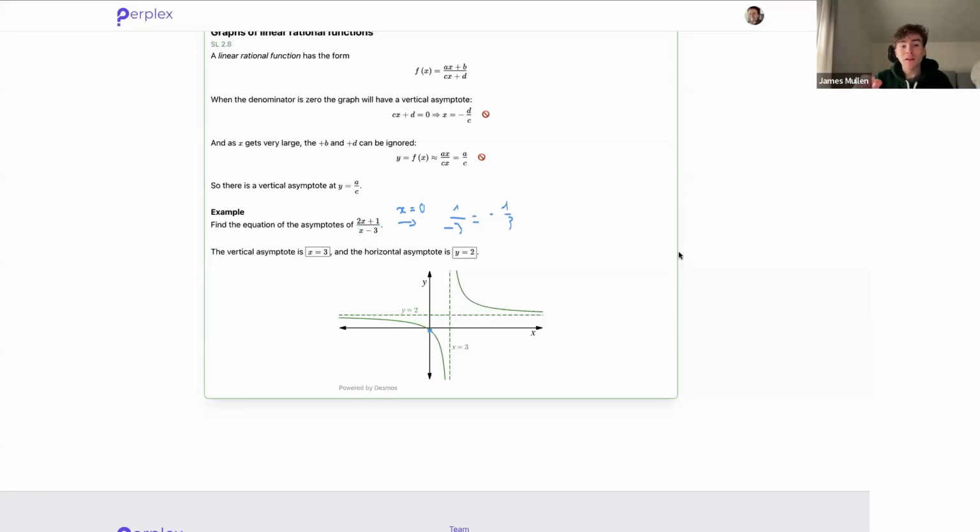You can always, by the way, plug in specific values of x to check: is it positive? Is it bigger than my asymptote? That's totally fine. And in fact, I would encourage you to do that if you're ever not sure about where the arms are.